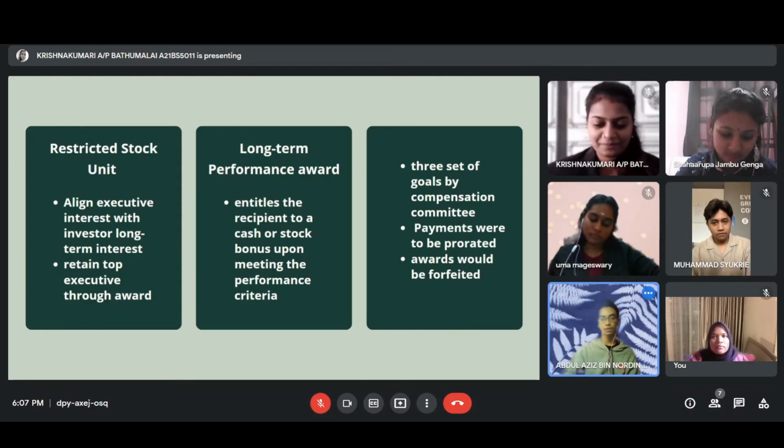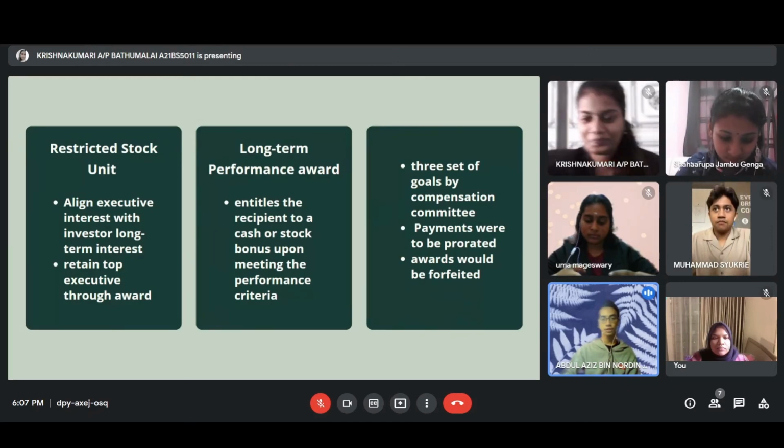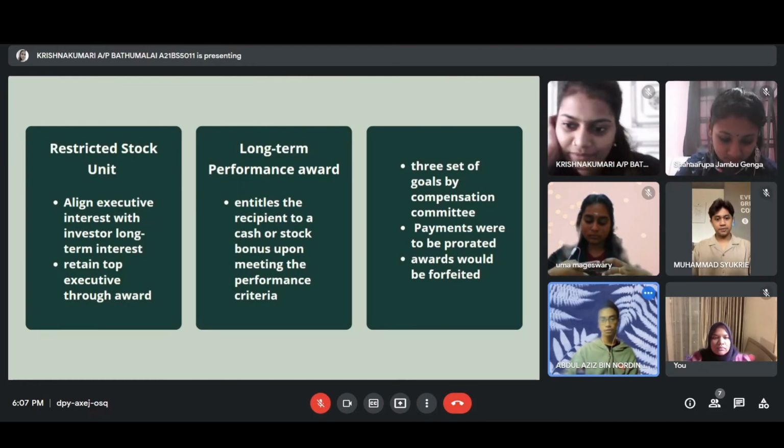The last element of compensation is the long-term performance award. A long-term performance award refers to a long-term bonus award under the company incentive plan, as in effect from time to time, the long-term performance bonus within the meaning of section 4.5 of the company incentive plan as of the date of adoption of this policy.